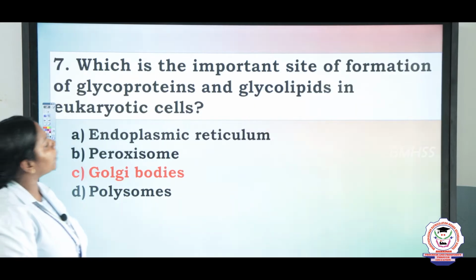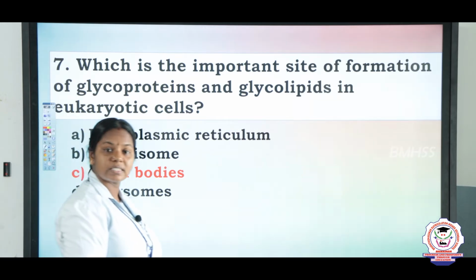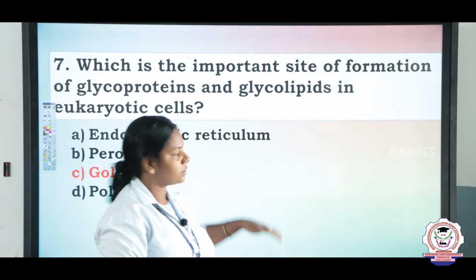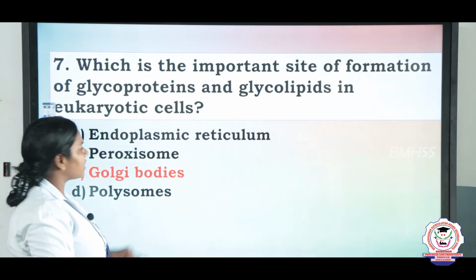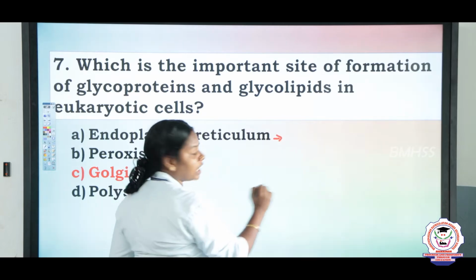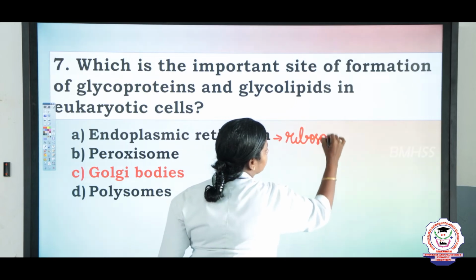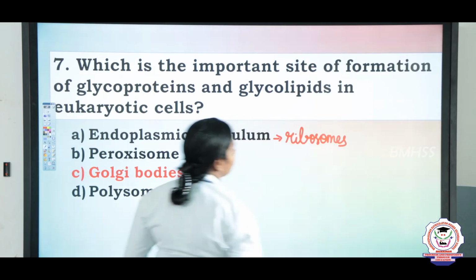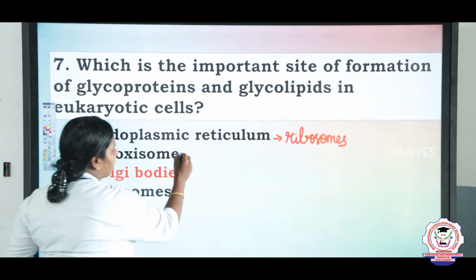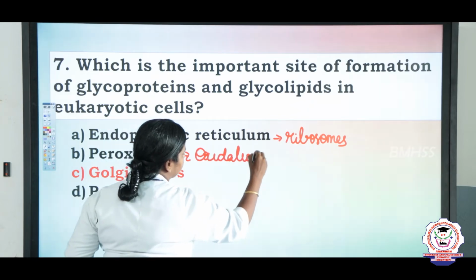Which is the important site of formation of glycoproteins and glycolipids in a eukaryotic cell, right? It comes in 11th standard botany, children. Here you can see what is the function of endoplasmic reticulum. Endoplasmic reticulum, the function is formation of ribosomes, which is responsible for protein synthesis, is formed by the endoplasmic reticulum. Peroxisomes, what is the function? Their main function is oxidation. They are oxidative in function.